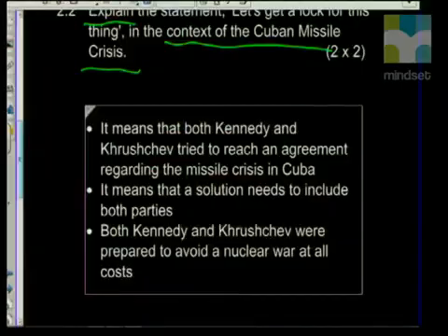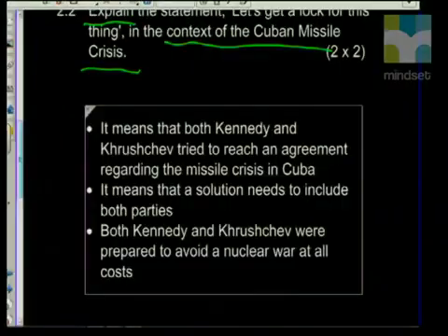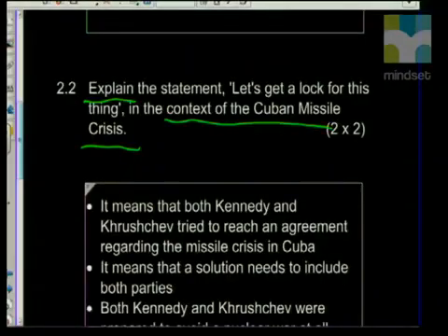You can read from the actions of the two leaders in the cartoon. And you already know from the lessons in class that they were trying to contain the nuclear war. It means that a solution needs to include both parties. So both the United States and the USSR wanted to make sure that a nuclear war did not take place. Both Kennedy and Khrushchev were prepared to avoid a nuclear war at all costs. Okay, again, you already know that because they're both saying let's get a lock for this thing.